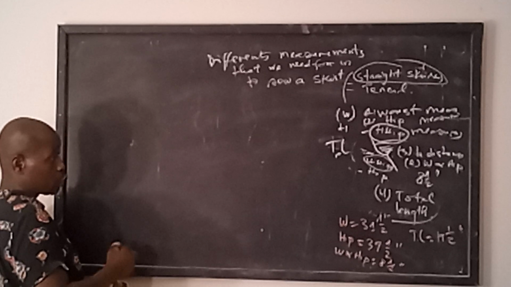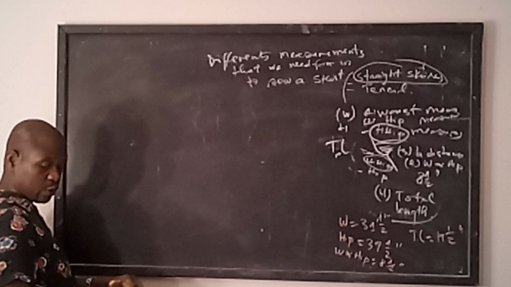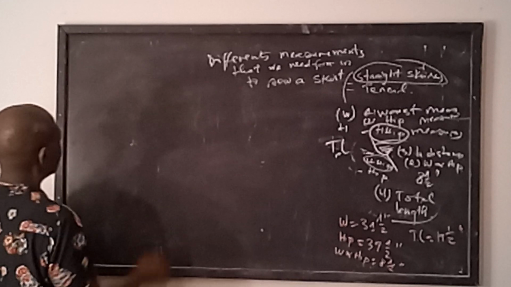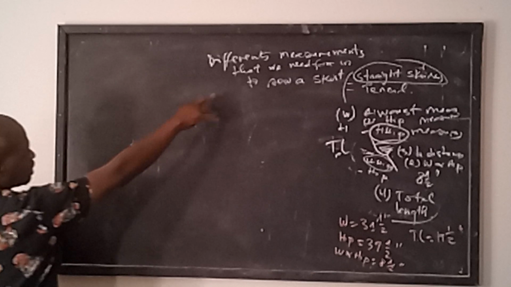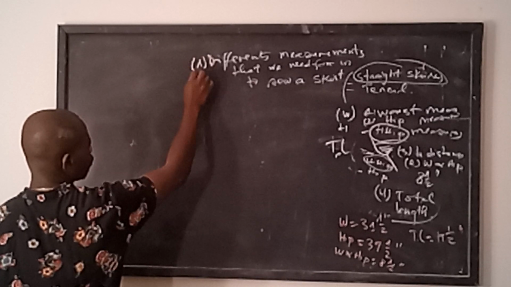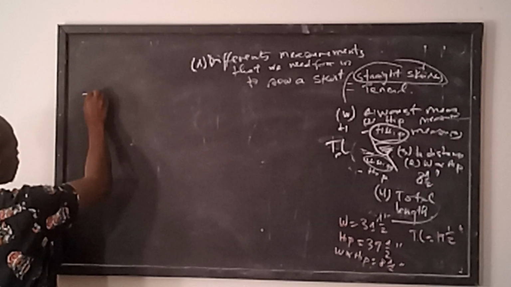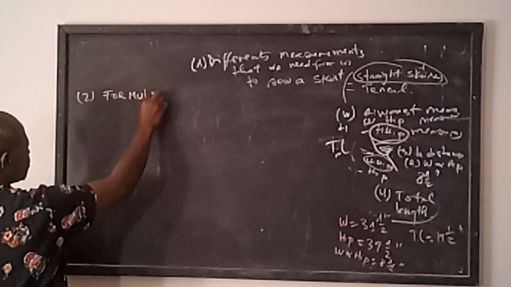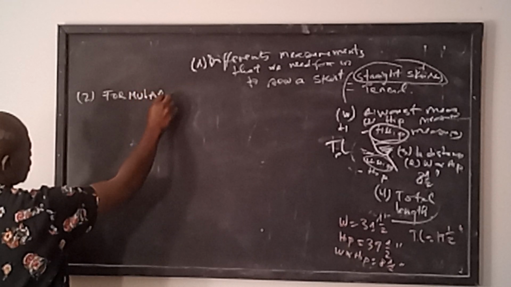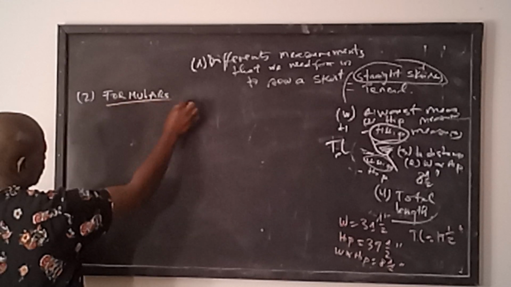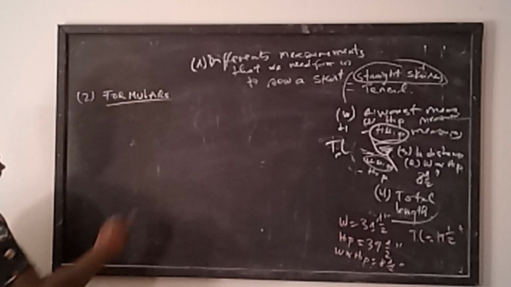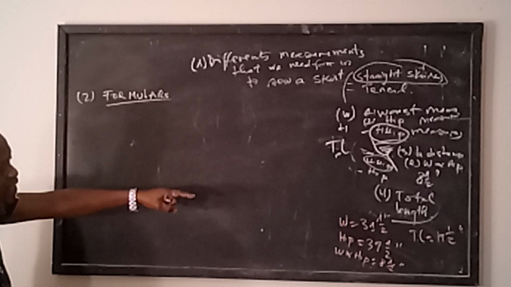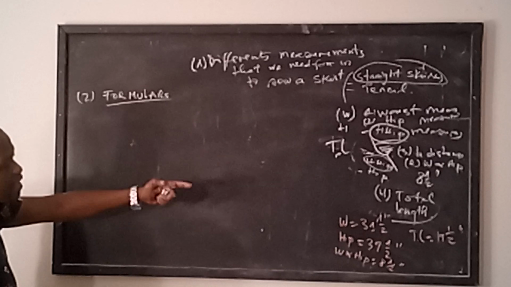Those are the measurements that I'll be using in practice. To use these measurements, we need to apply some formulas. I'll put here point one, those are the different measurements, and then point two, the formulas. We're going to talk about how to use the waist, the hip, the distance between the waist and the hip, and the total length.